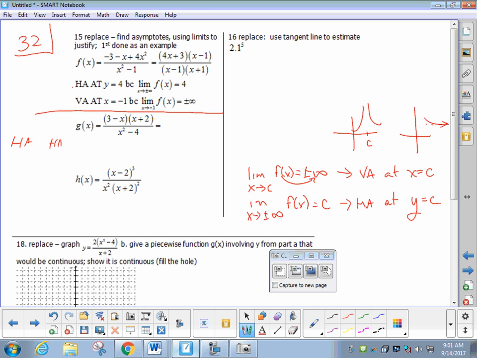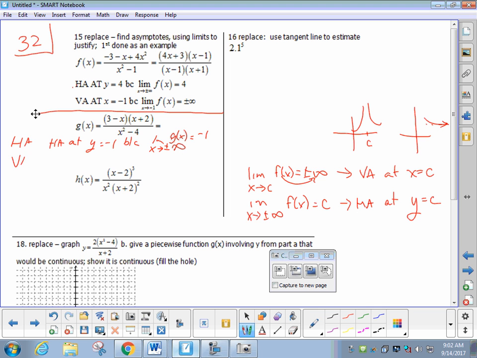There is a horizontal asymptote at, therefore, please do not just say negative 1. That's not an equation. Y equals negative 1, because you must justify it with a limit. The limit as x goes to plus or minus infinity of g of x, not f of x, is negative 1. That's the limit justification, all right?